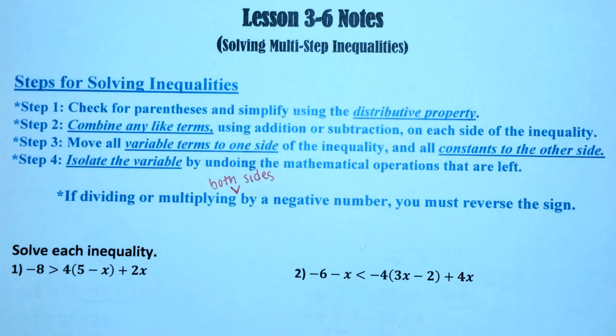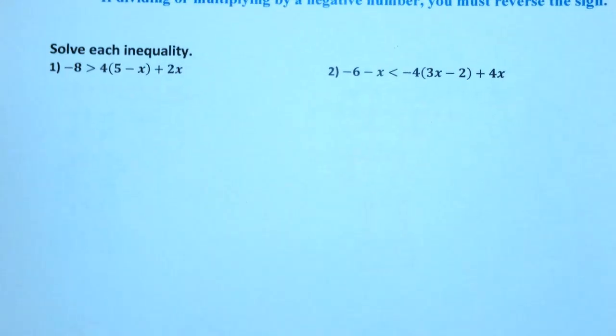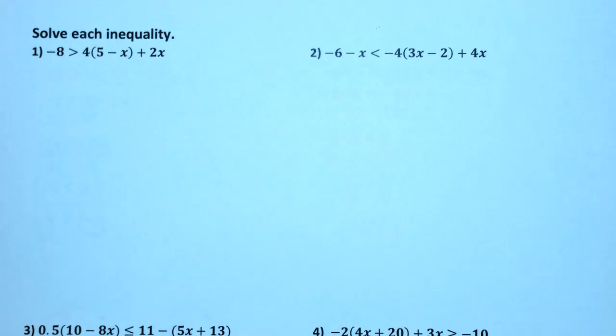All right, so we're just going to jump in, but we follow the same steps that we've been following all chapter. So numbers 1 through 4, it says solve each inequality. I'm going to start by getting rid of the parentheses. So I distribute.